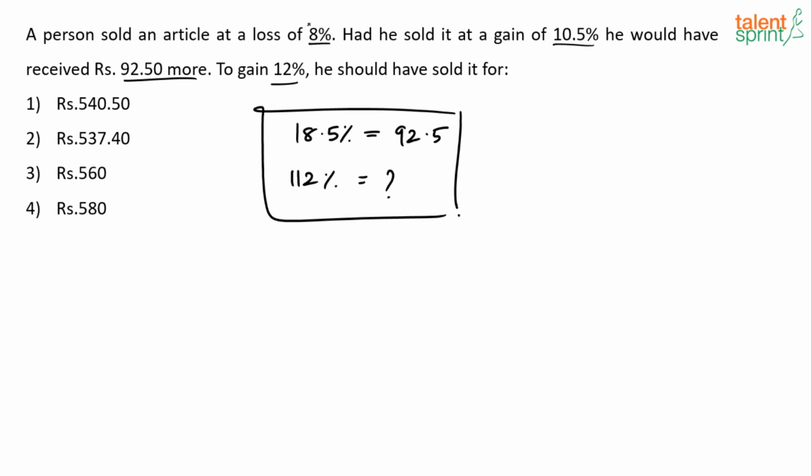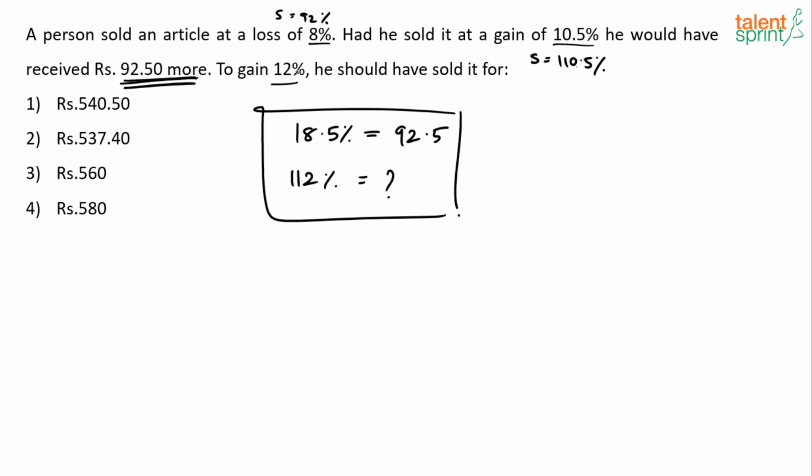He sold it at a loss of 8%, meaning the selling price was 92%. He sold it at a gain of 10.5%, meaning selling price was 110.5%. Yes or no? If the profit is 10.5%, selling price is 110.5%. If the loss is 8%, selling price will be 92%. 100 minus 8%, 92%. Now, what is the difference of these two selling prices? 92.5. He would have got 92.5 more, meaning 110.5% minus 92%. 110.5 minus 92 is 18.5. That 18.5% is equivalent to 92.5 rupees.